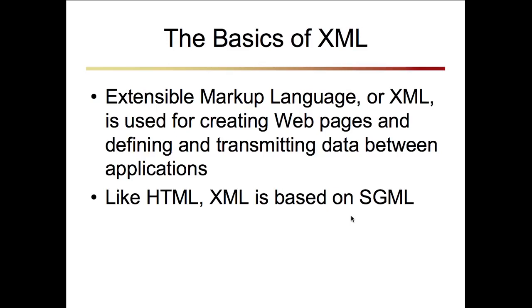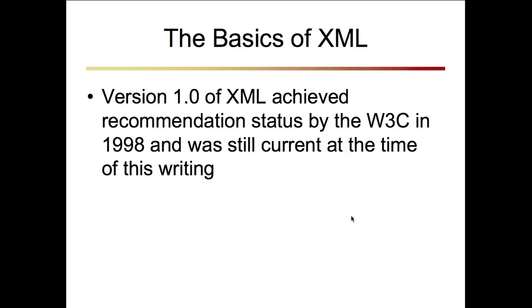XML extends the DTD to supplement the language with tags for markup of data. So it's used for creating websites and defining and transitioning data between applications. Like HTML, XML is based on SGML as well. 1.0 is the version of XML, recommended from 1998. It's still the same one at the current time. It still hasn't changed. Why?